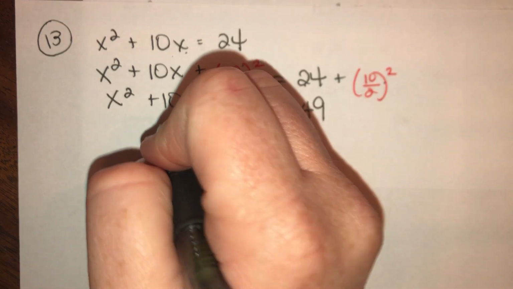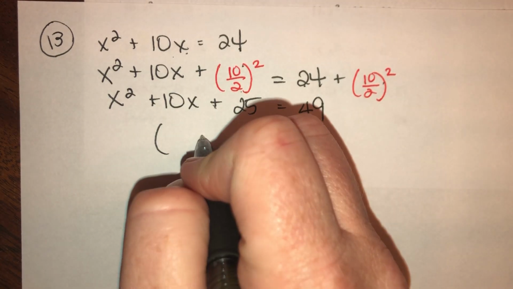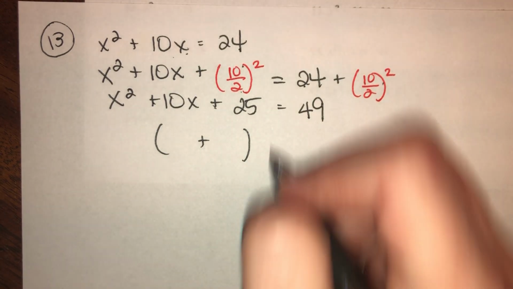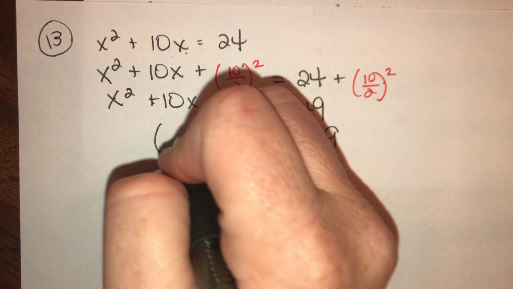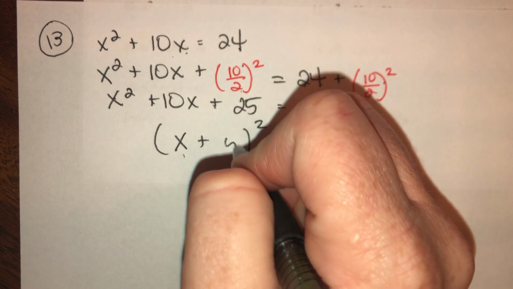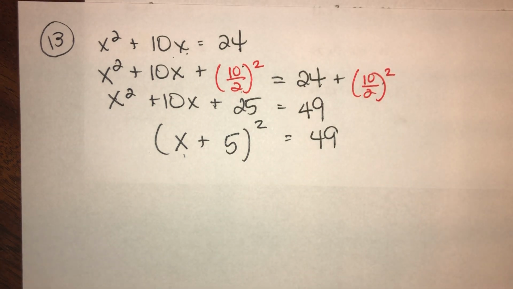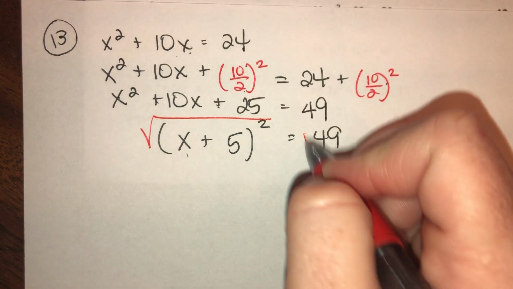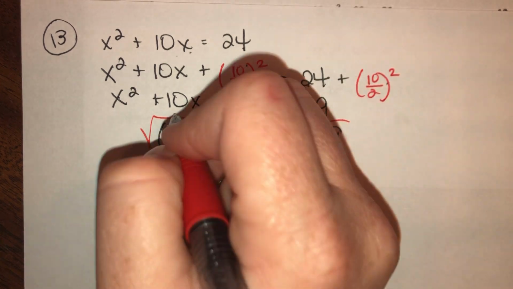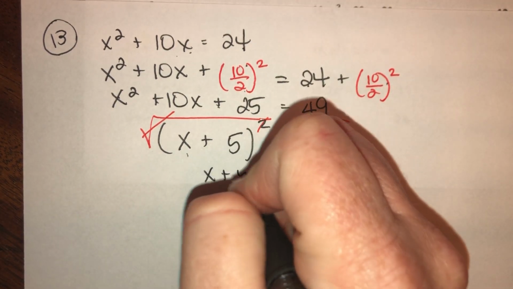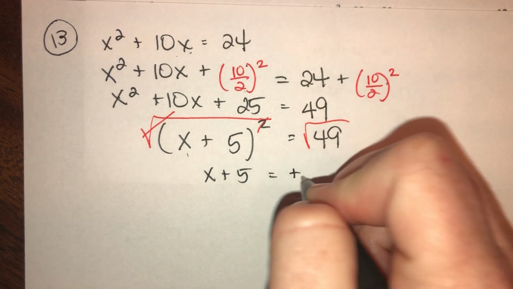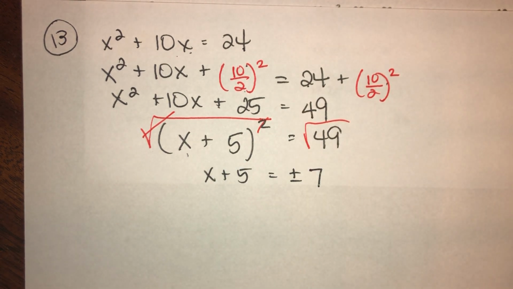So now I want to factor. They have 2 plus signs, so I know when I factor, my binomials will have a plus sign. The square root of the first term is x. The square root of the last term is 5. I'm going to go ahead and take the square root of both sides. This 2 cancels with the square, and I'm left with x plus 5 equals positive or negative 7.